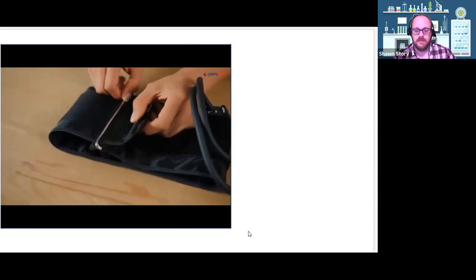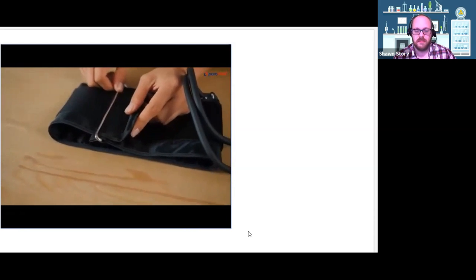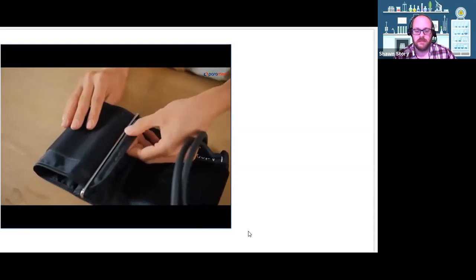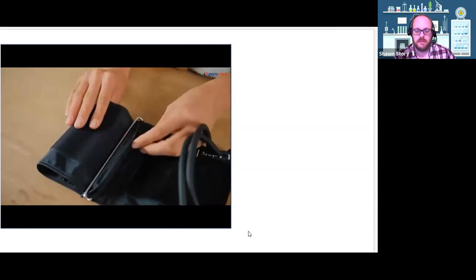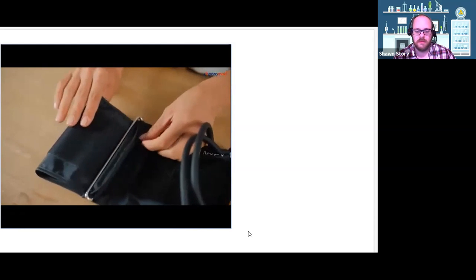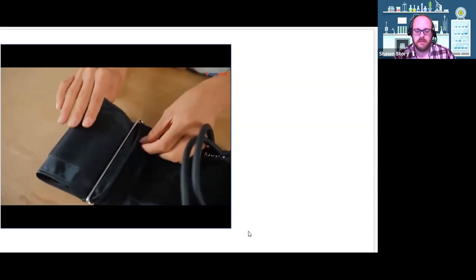Place the cuff in front of you so that the ring is in front. Insert the cuff's edge so that it's inside the ring. The special seal on the edge will prevent the cuff from falling out of the ring.